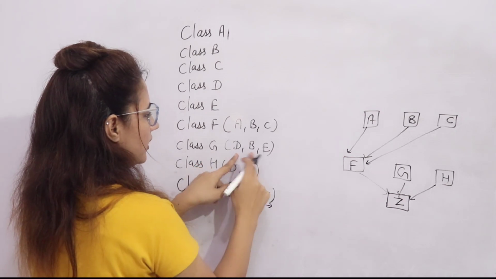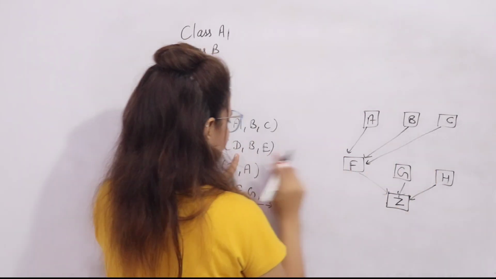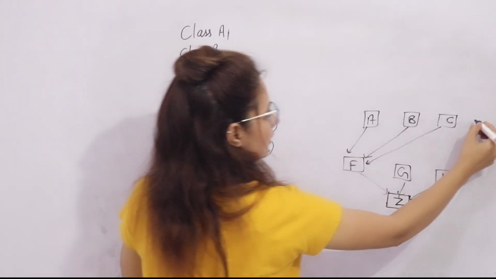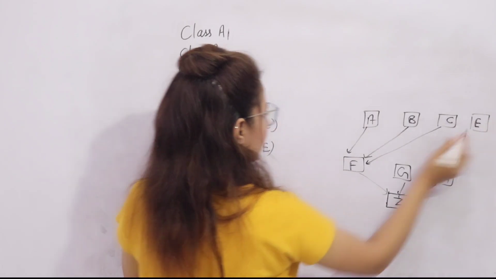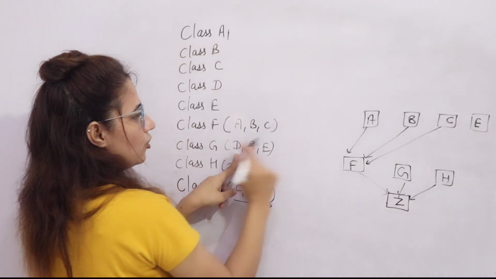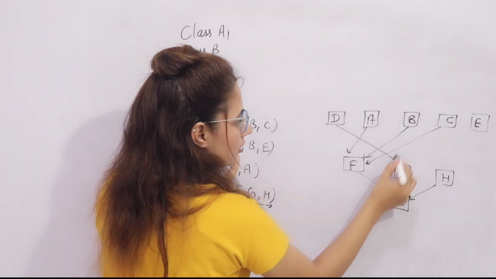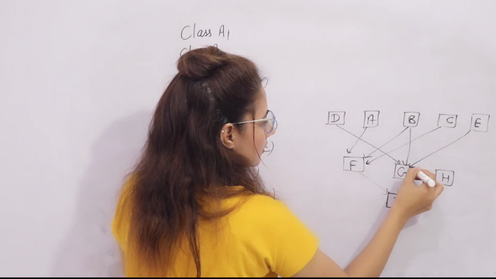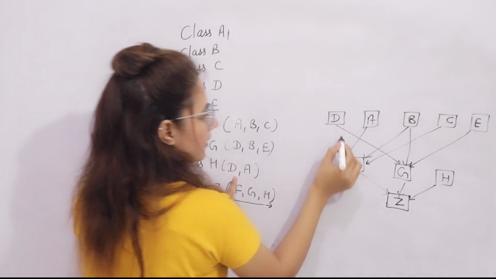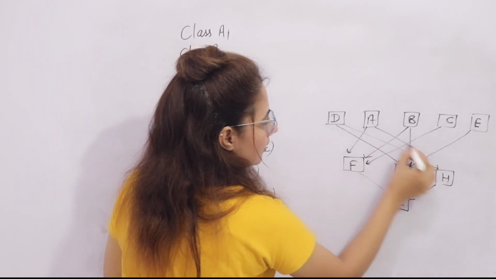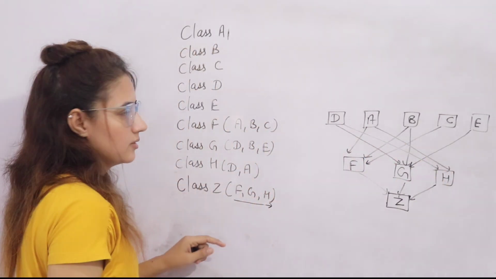Then G is inheriting from D, B, E. So after B we are having E. So let's suppose here we are having E, and D is before B. So let's write down D here. So D, B, E. Then for H, D, A. So D and A. That's it.